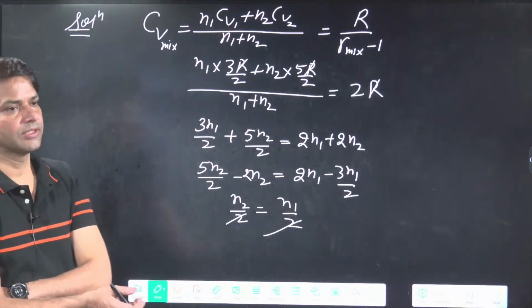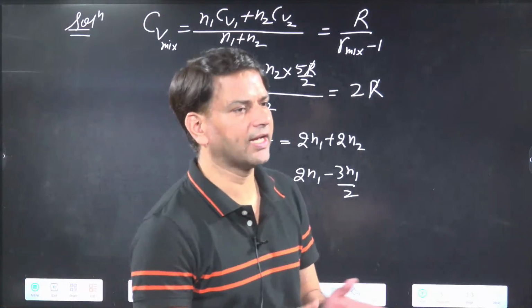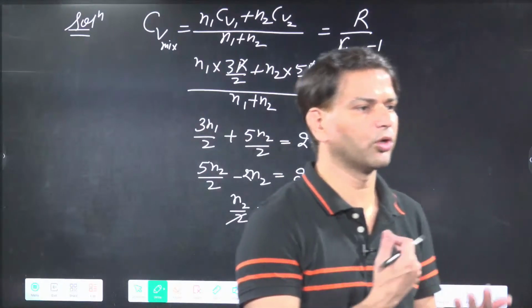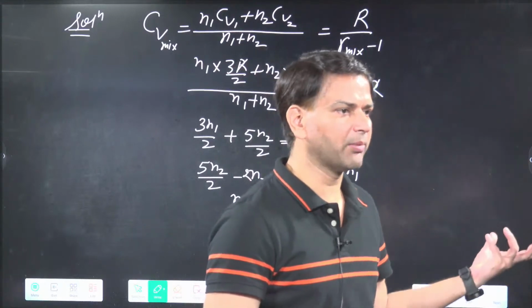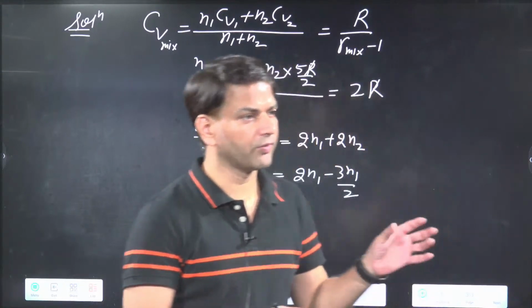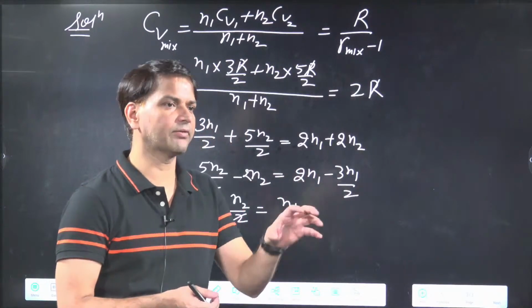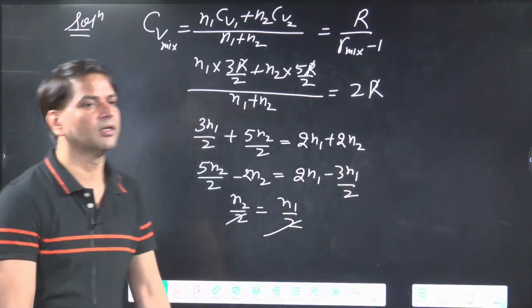Okay. In this way, maybe they will give the gases along with the number of moles, like monatomic gas and diatomic gas, 2 moles, 4 moles, they are mixing. What is the gamma mixture? We can use the formula. First we will calculate the Cv mixture. After that we will add R, and you will get the gamma mixture.